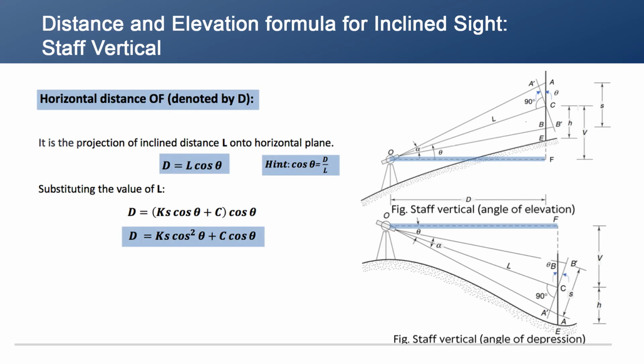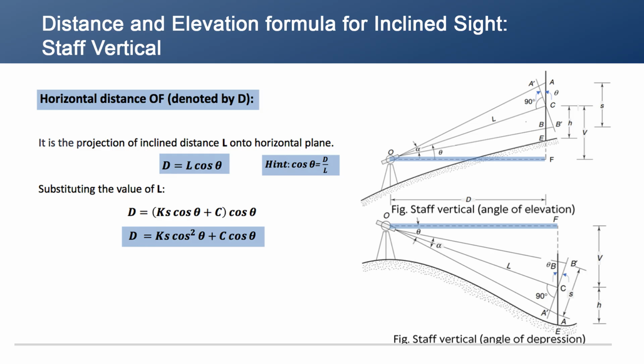Now, let us determine the horizontal distance capital D. The horizontal distance capital D is a projection of the inclined distance L onto the horizontal plane. That is what we often need in surveying actually. So, D is equal to L into cos theta.